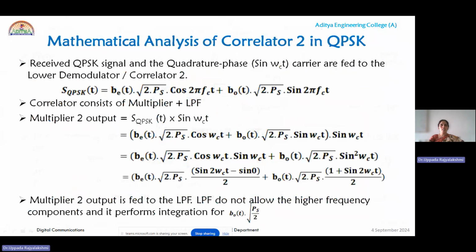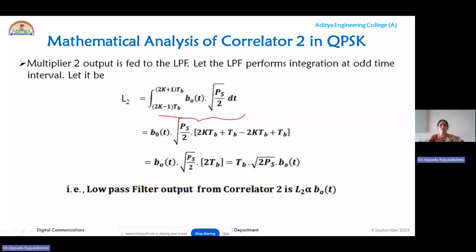Similarly, you can see that multiplier 2 output takes the product of the QPSK signal and sine omega c t. Instead of cosine, you will have sine here in correlator 2. Similarly, the low pass filter does not allow all the high frequencies, and you will get the output as b_o(t) into root P_S by 2. Let us see the integration for the odd intervals. For the odd intervals, you will get 2k T_b plus T_b minus 2k T_b plus T_b. So again, you will have a similar expression, but in terms of the odd sequence: T_b into root 2 P_S into b_o(t).